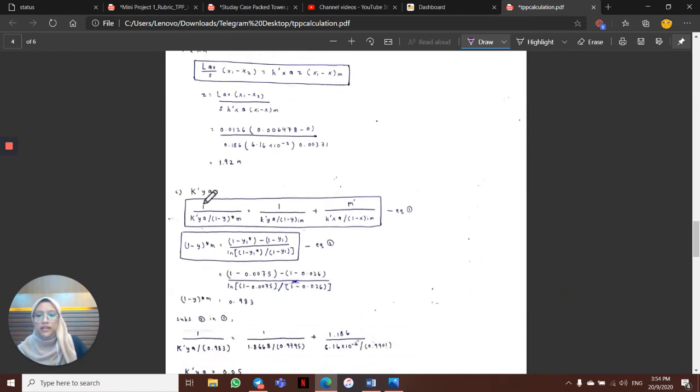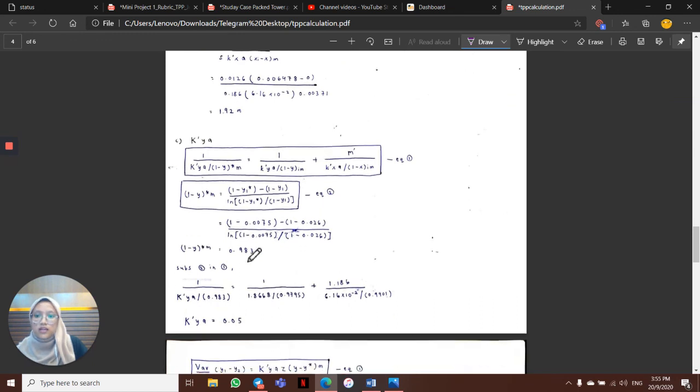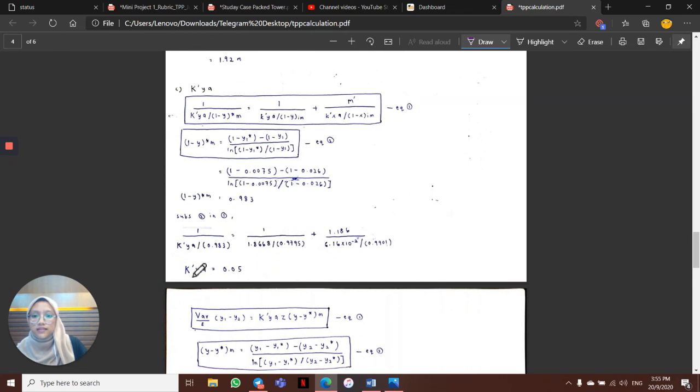But for the overall mass transfer coefficient, you will need to use this equation. Before we use this equation, you need to find this first, 1 minus y star m, to be substituted in equation 1. After we substitute the values, we get capital K prime YA equal to 0.05.